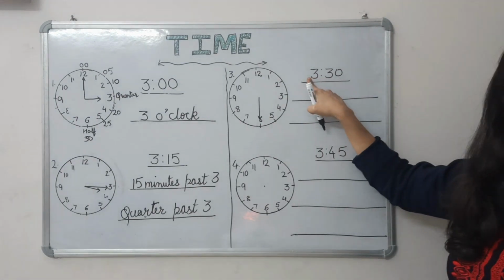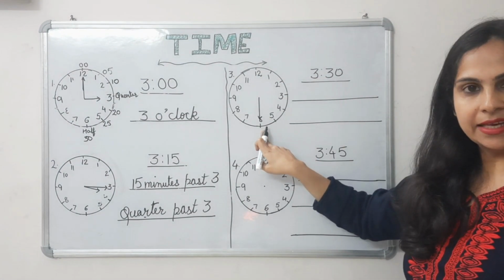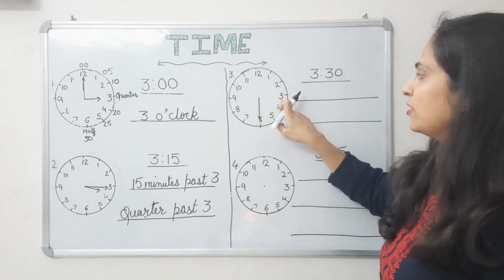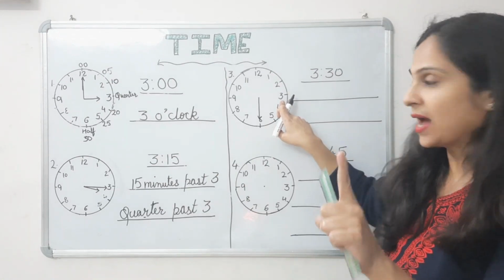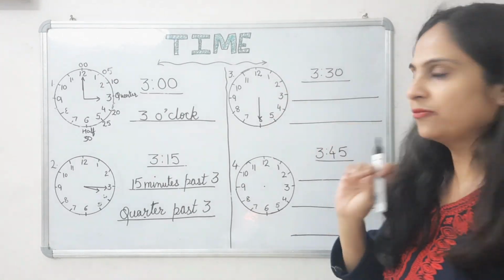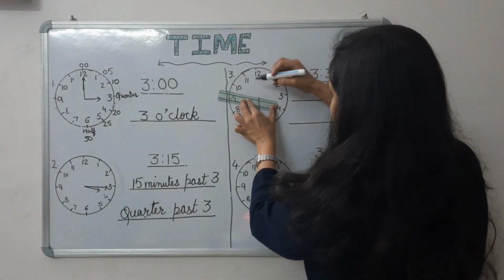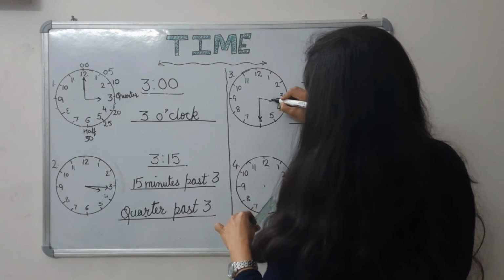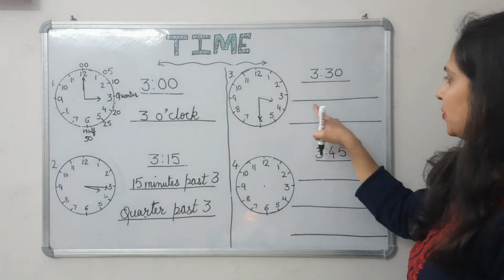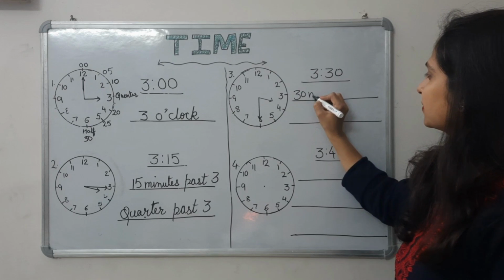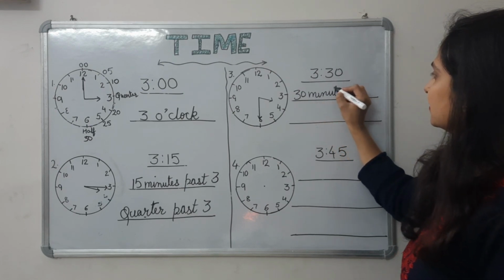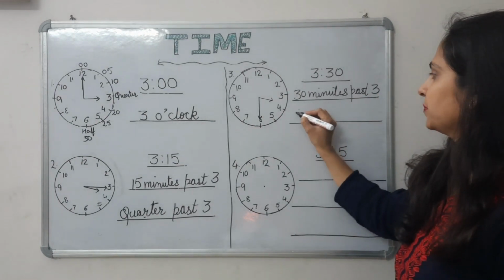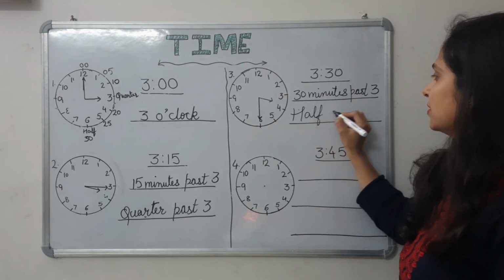Then here it is 3. Now the minute hand is at 6, so it means half the time has passed. So the hour hand will not be at 3. It will be between 3 and 4, exactly in the center, and it will be short in size. So this is 3:30. Okay, we can write 30 minutes past 3, or we can say half past 3.